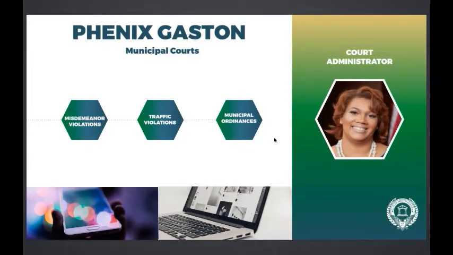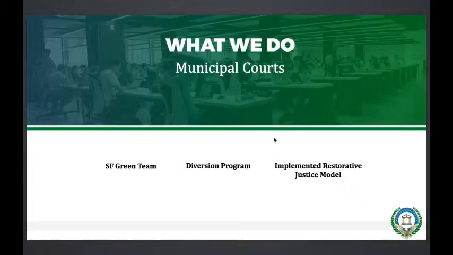And lastly, we have our municipal courts, which is led by our court administrator, Ms. Phoenix Gaston. Our municipal courts pretty much handle our misdemeanor violations, traffic violations, and municipal code violations. The court administrator and her team set the court calendars and make sure that the operations of the courts flow smoothly and efficiently for the residents to be able to engage with the court system in a systematic way.